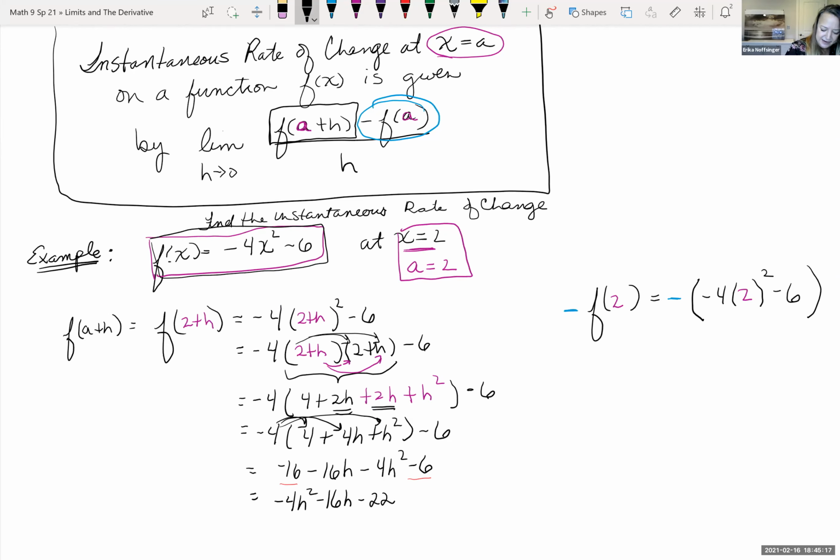So simplify it down. So the negative out front, I have a negative 4, and then 2 quantity squared is 4. So negative 4 times 4 minus 6. So negative outside the main parentheses. So negative 4 times 4 is negative 16 minus 6. So negative of negative 22, which is 22.